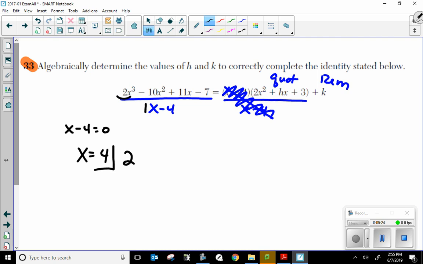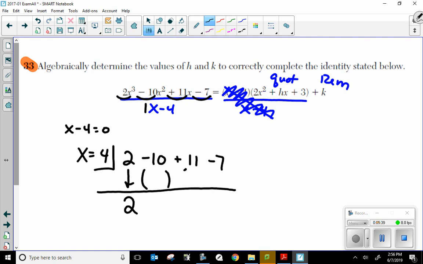2, negative 10, positive 11, and negative 7. Okay, I don't know why I put the pluses and minuses there, but who cares? I drop the deuce. Okay, I'm going to add all my products, right? I'm always going to add these.